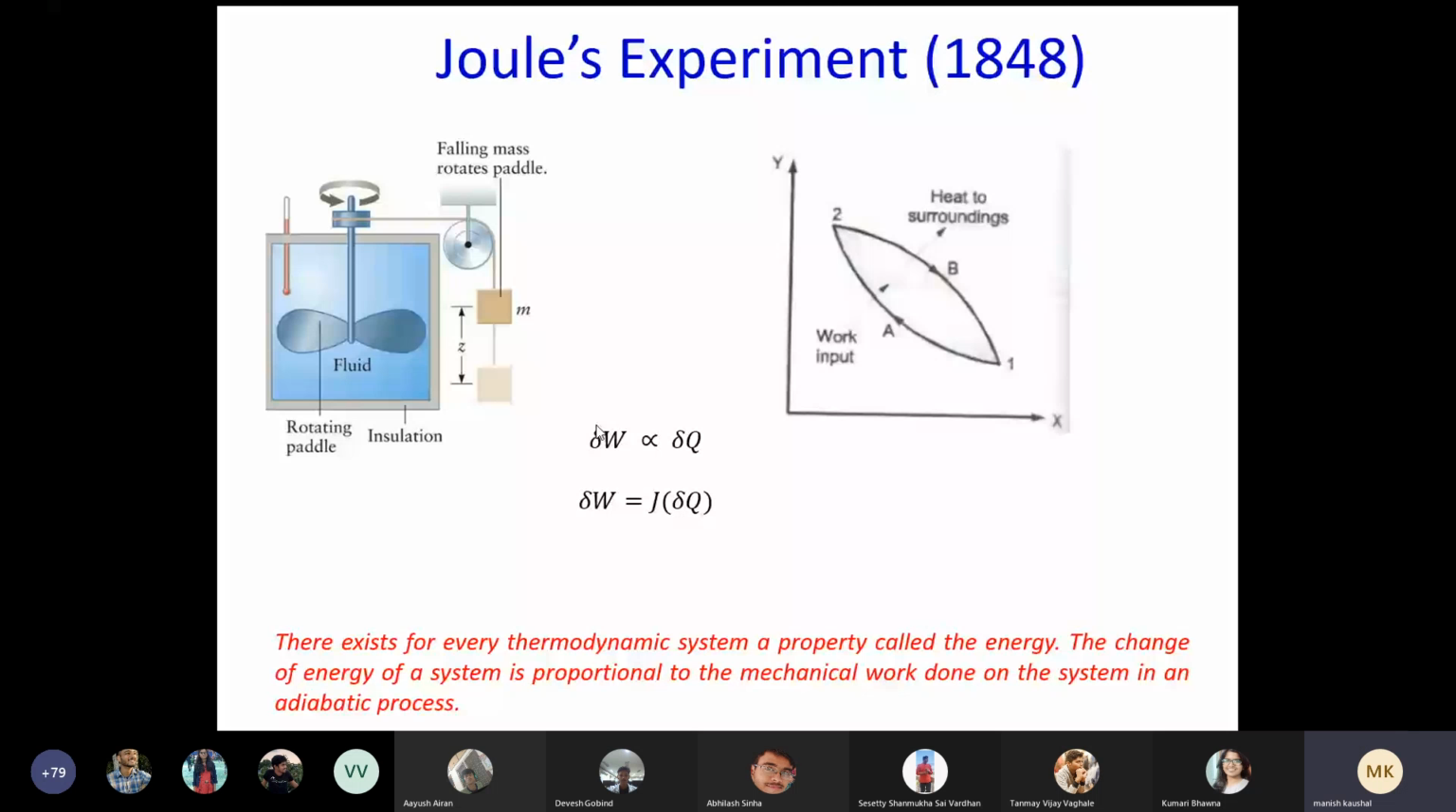Okay. So few people know. Those who don't know, wait. So we know delta W, and Joule was knowing what is delta W. Then what did he do? He measured dou Q. I mean Q.